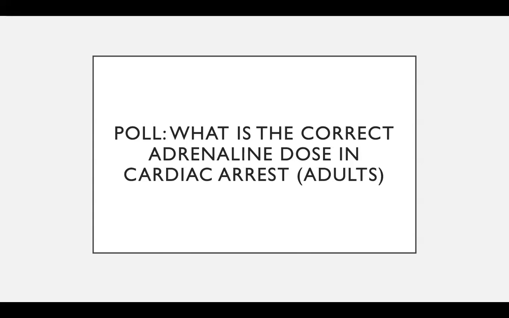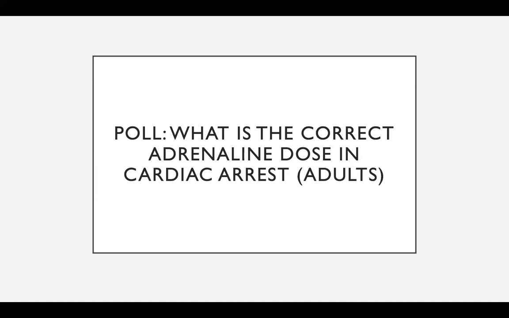So the 1 in 1,000 adrenaline, that's 1 milligram per mil. 1 milligram is the correct dose in cardiac arrest, but we need to give it in 10 mils because the 1 milligram per mil is a very concentrated solution and we're giving it to a peripheral vein. So we want to give a more dilute solution. So we want to give 10 mils of 1 in 10,000. 10 mils of 1 in 1,000, so that's the bottom option, that would be 10 milligrams. So that's much too high a dose of adrenaline.